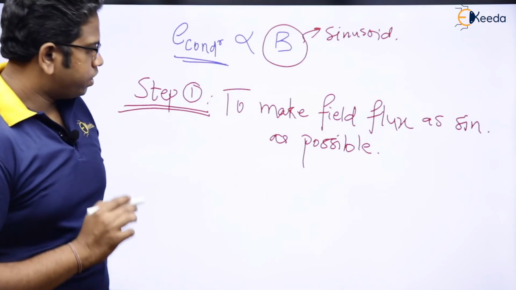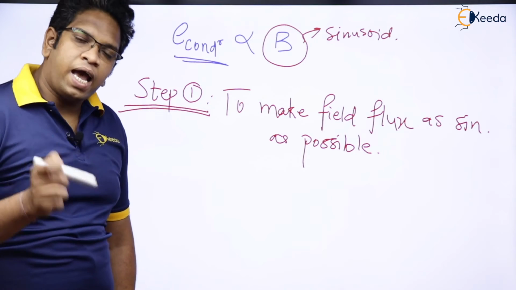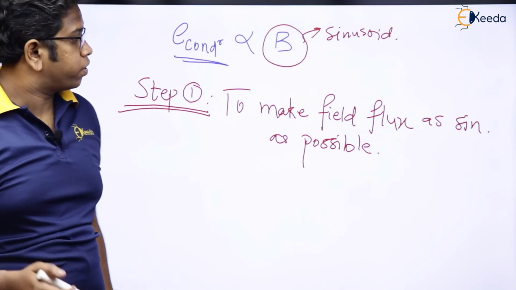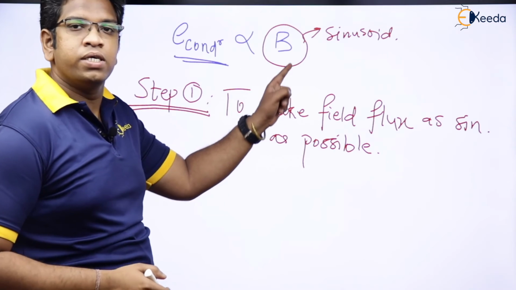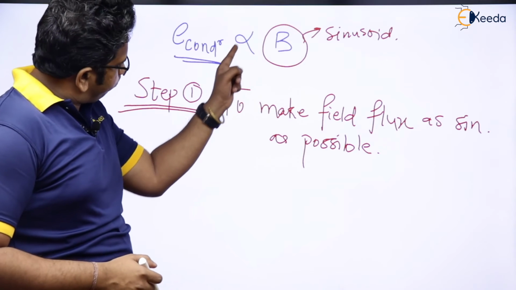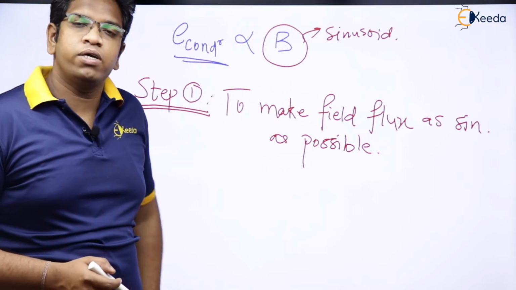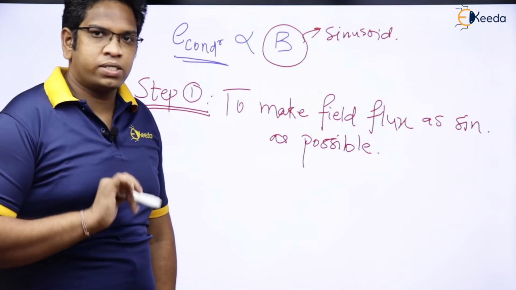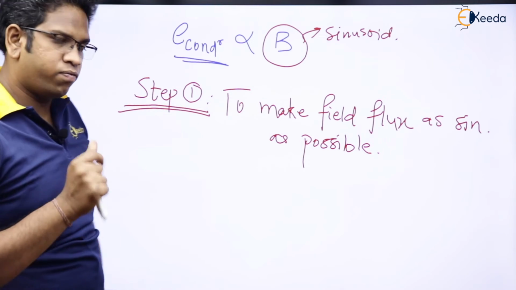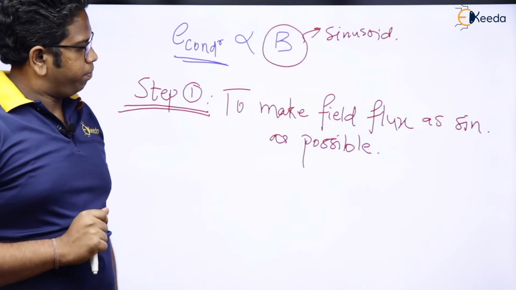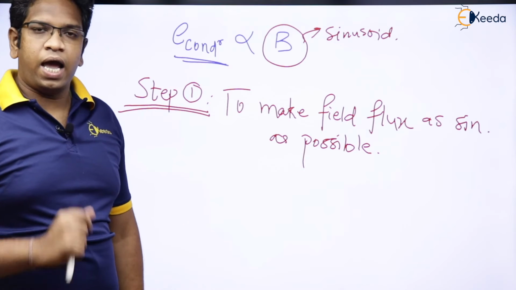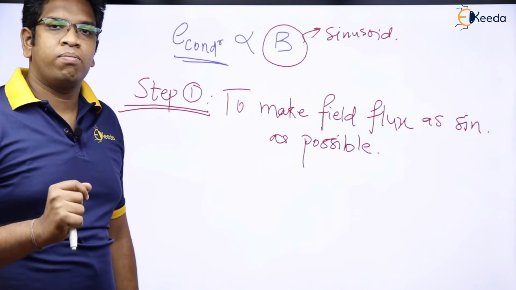See here, step one is what? To make the field flux as sinusoid as possible. Why? Because if field flux is sinusoid, since it is proportional, the EMF induced will also be sinusoid. I hope you are understanding the point now. So our first step will be to make the field flux as sinusoidal as possible.